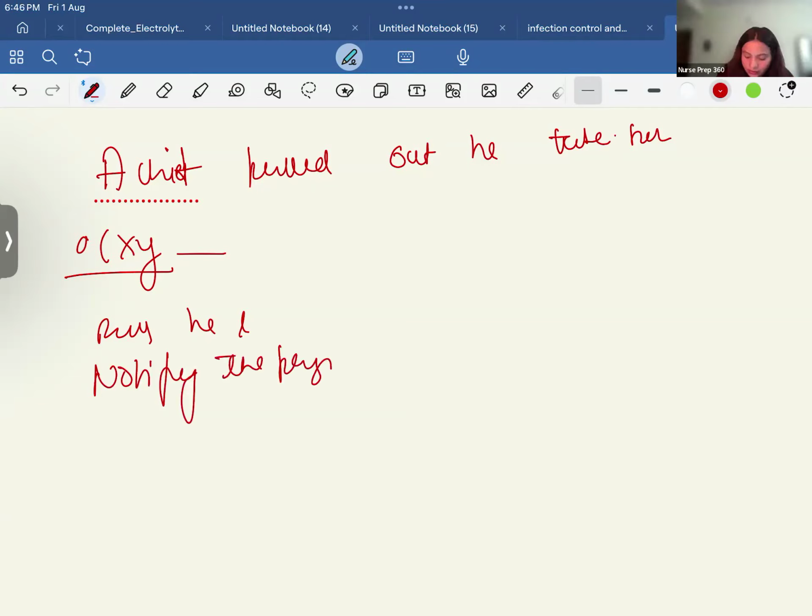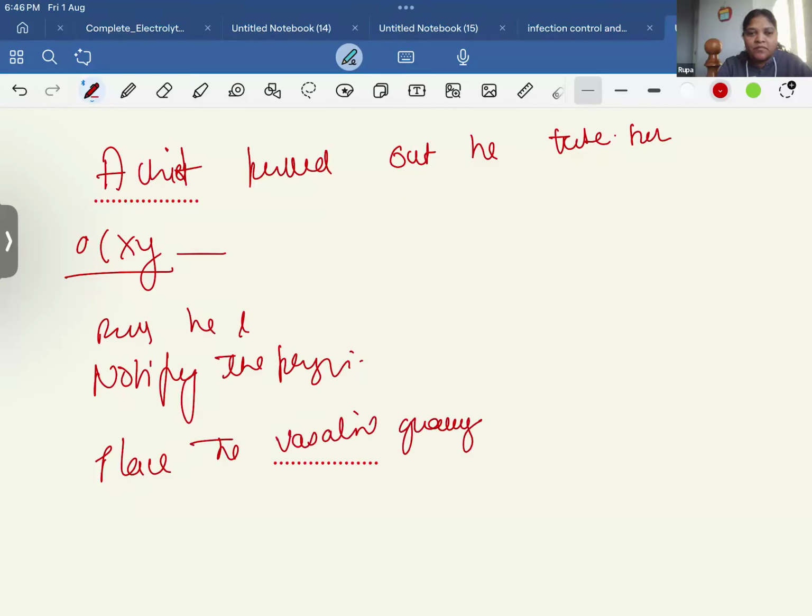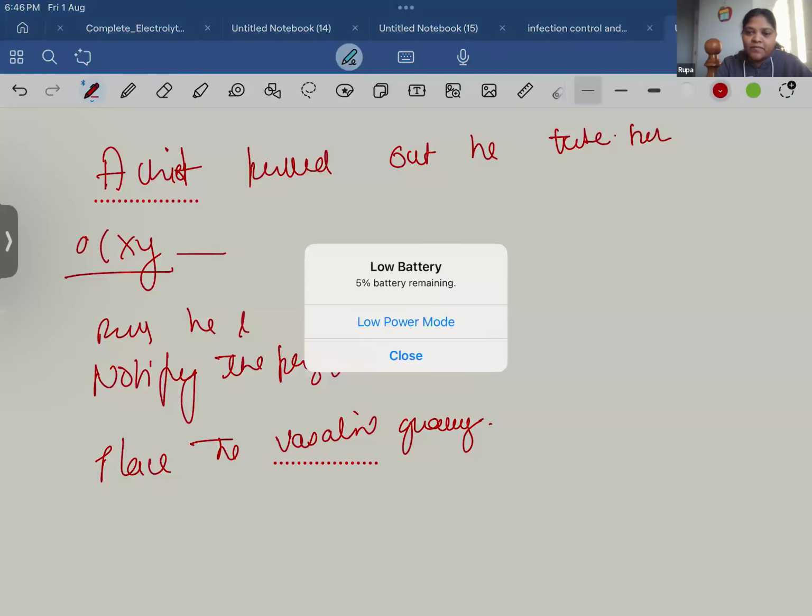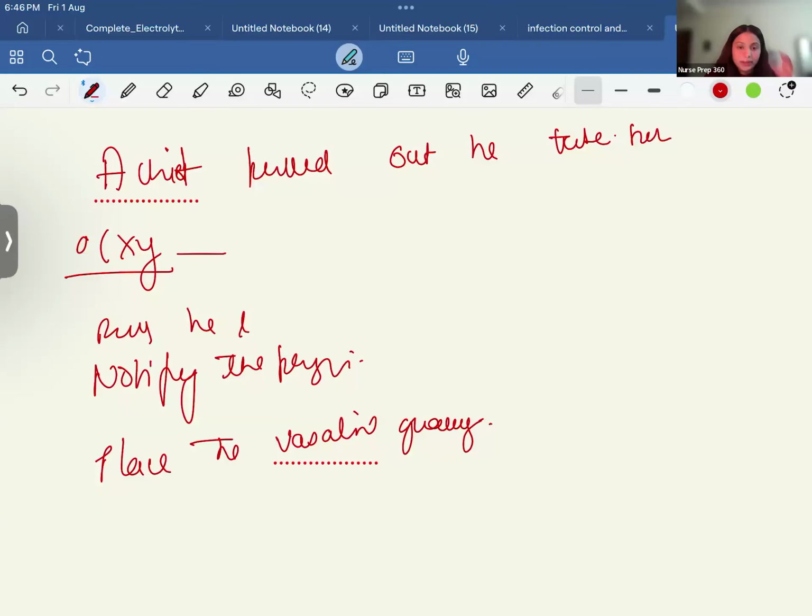Notify the physician. Place the Vaseline gauze. What will be the answer? Place the Vaseline gauze, ma'am. Why? Because that tube came out from the thorax. Very good. If the option would have first, you would have gone for your gloved hand. If you have an option of placing a Vaseline gauze, then go for this Vaseline gauze. Okay. Next. Write it down.